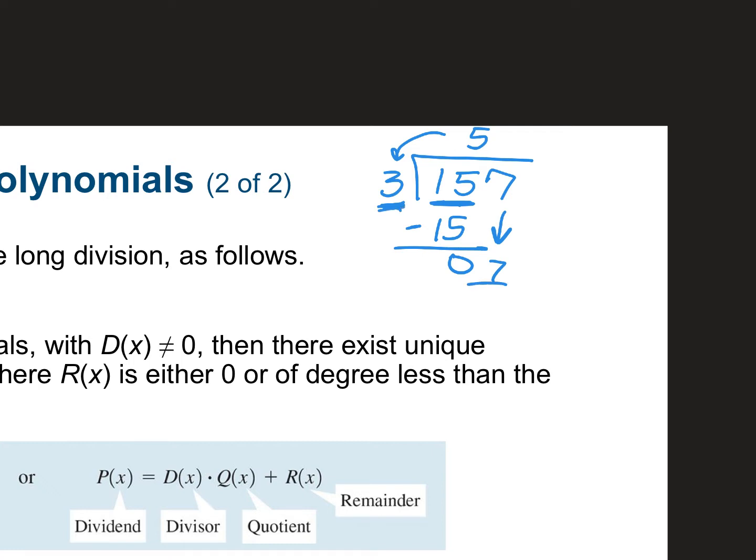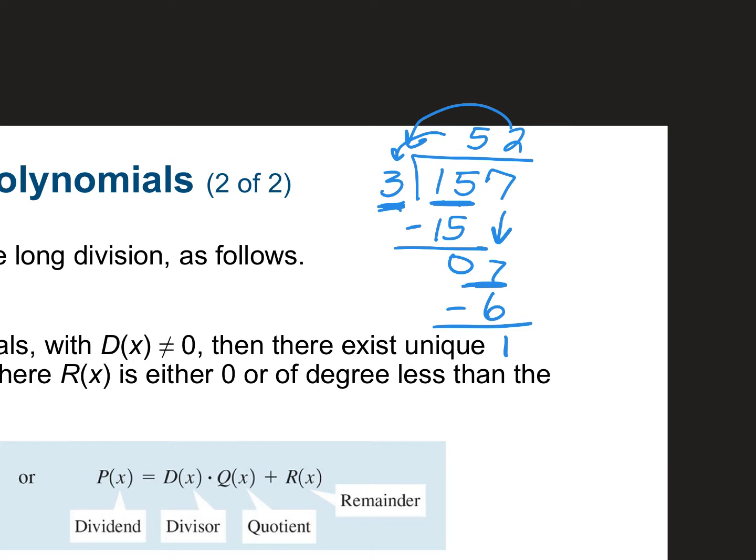3 goes into 7. How many times? 2 times. What do I do with the 2 and the 3? I'm going to multiply 2 times 3 to give me 6. I subtract. 7 minus 6 is 1. Do I have anything else to bring down? No. Okay, we're not going to use decimals. What is 1 called? It's our remainder.